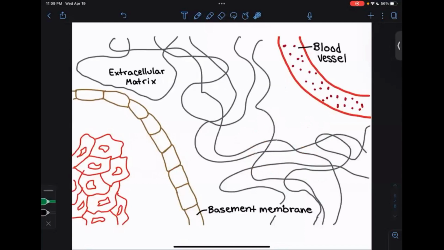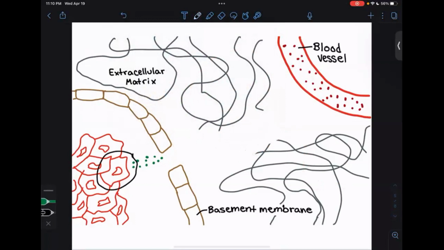I'm going to quickly demonstrate how this is done using imagery. For our instance, the enzymes are going to be green dots. So the first step of invasion is the cancer cells creating the enzymes, and the enzymes are going to invade the basement membrane and the proteins in the extracellular matrix, which is what these gray lines are. So the cancer cell makes the enzymes break through this matrix and these proteins, and then the cancer cell is free to move into the blood vessel. And once it's in the blood vessel, it goes to the intravasation step.